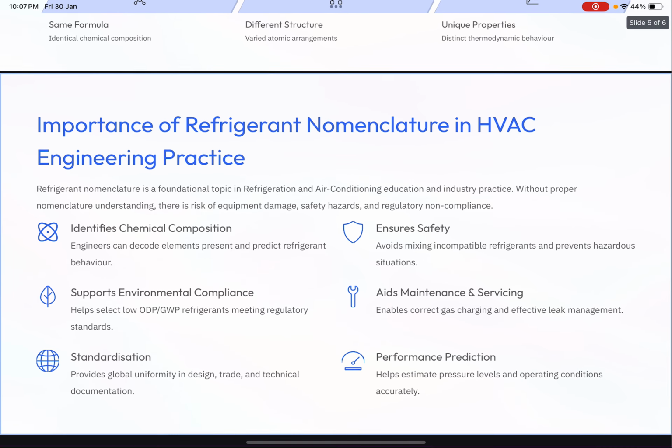So the importance of naming a refrigerant is now very clear: it identifies the chemical composition, it supports environmental compliance, and it standardizes the practice, because if you want to purchase the refrigerant from the international market, a similar name would help us choose the refrigerant better. It would also help us in servicing and maintenance issues, ensuring safety and performance prediction. So this is the importance of naming the nomenclature in a unique way by following the ASHRAE guidelines.